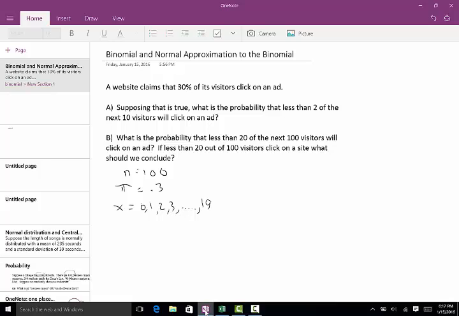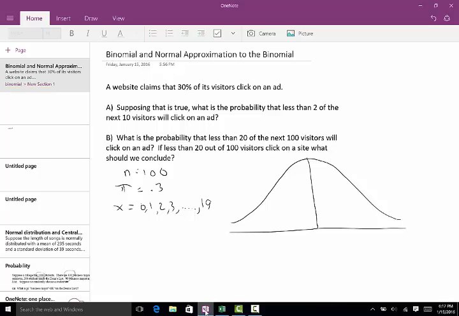Okay, so I could do this in Excel with the individual probabilities. However, we're going to use the normal distribution. That is, if you look at all groups of 100 people coming on the site and take a look at how many of those 100 people click, record that over a long period of time, you would get a relatively bell-shaped distribution, right?